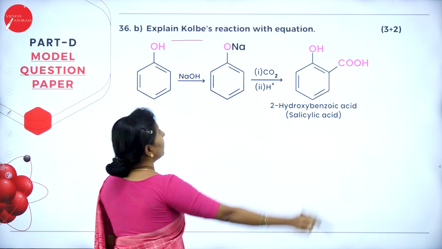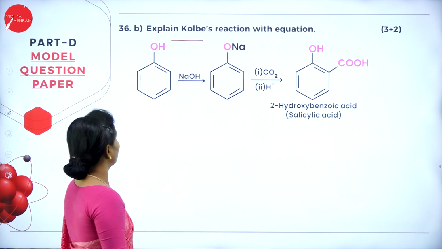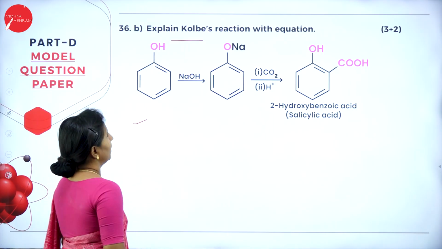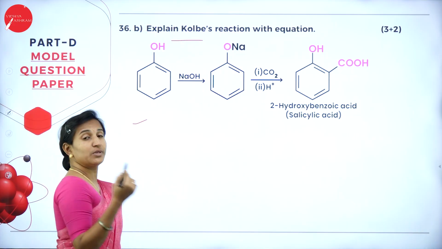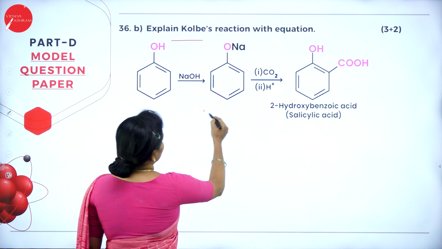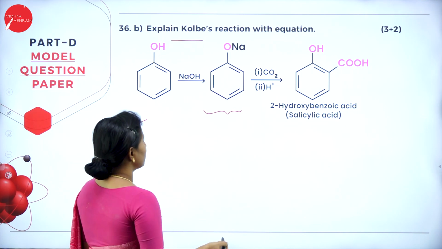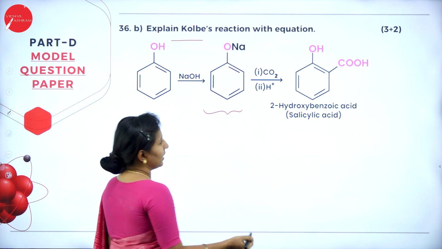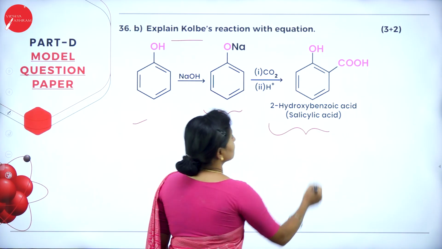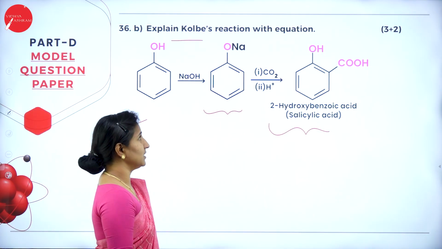Explain Kolbe's reaction with equation. So this is the Kolbe's reaction. When phenol reacts with sodium hydroxide, it is converted into sodium phenoxide. In the presence of carbon dioxide and then acid, it is converted into 2-hydroxybenzoic acid, that is salicylic acid.